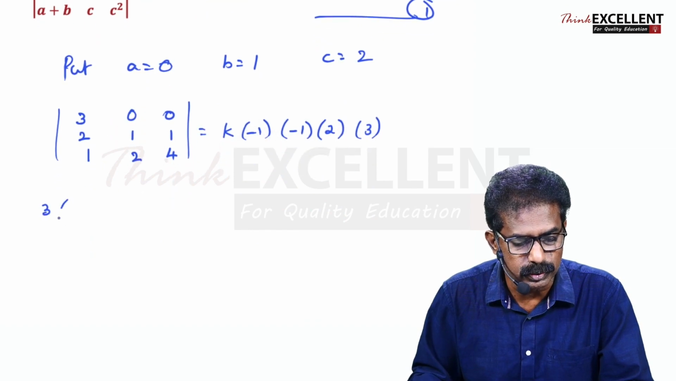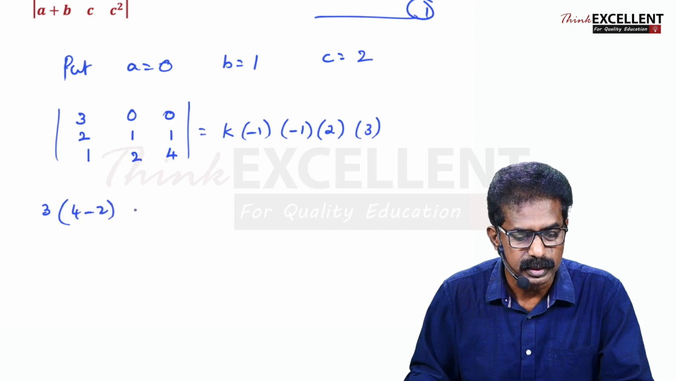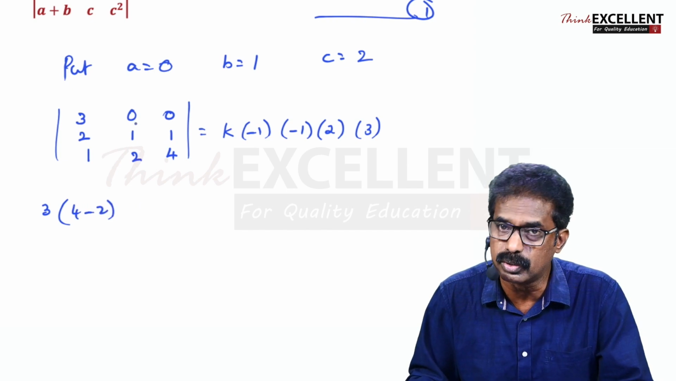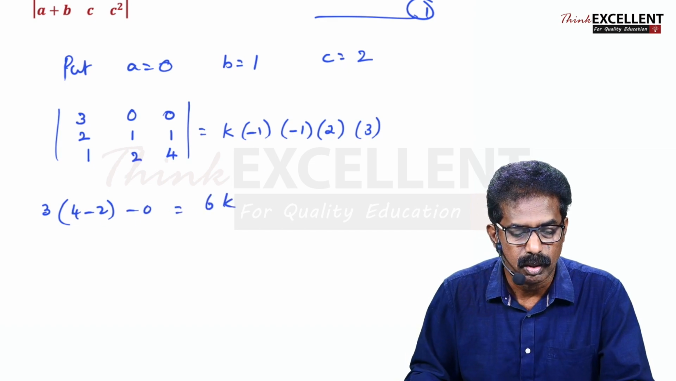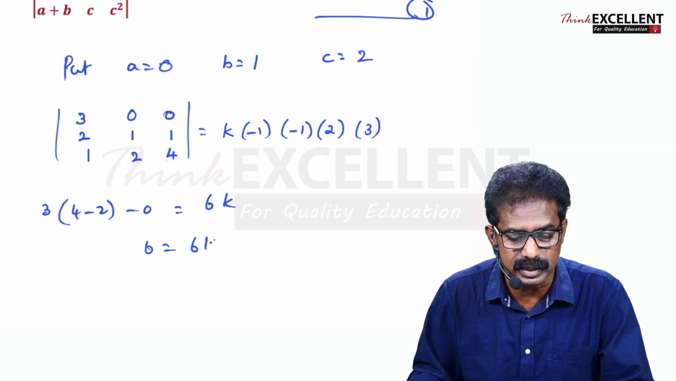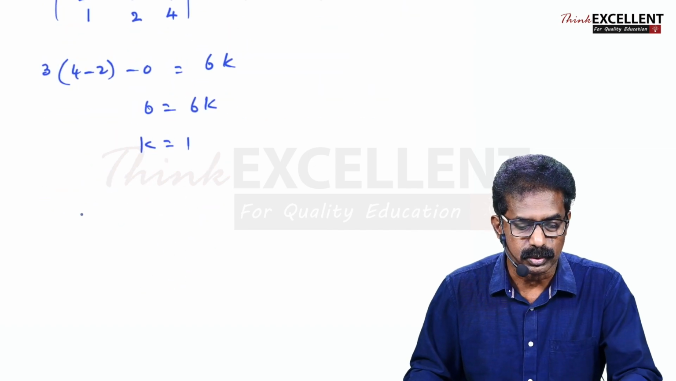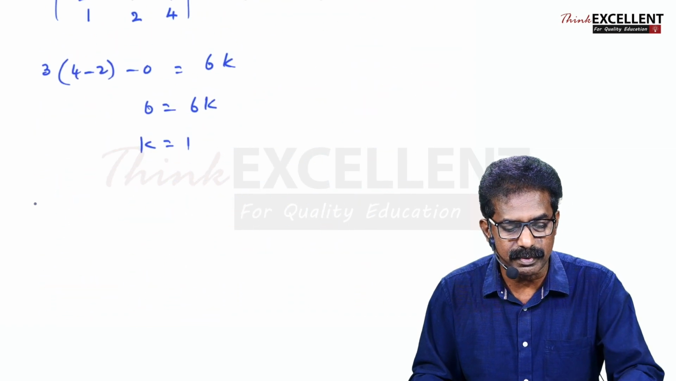Now simplify. You have to expand it. 3 into, leave the row and column, 4 minus 2. Then other two zeros, because 0 into 0, so everything 0 only. Right side, minus into minus is plus, 2 3s are 6, so you are getting 6k. 4 minus 2 is 2. 2 3s are 6, so 6 equal to 6k, you are getting k equal to 6 by 6, it is what? 1. So now we got everything, k value got it.